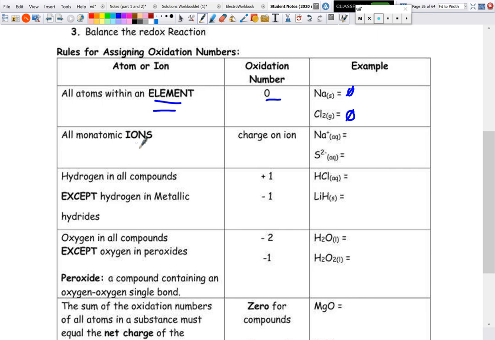Now if we have a monoatomic ion, remember monoatomic just means a one-atom ion, the oxidation number is the charge on the ion. So for example, the sodium ion is a positive 1, so the oxidation number is also a positive 1. The sulfide ion has a -2 charge, so the oxidation number is -2.